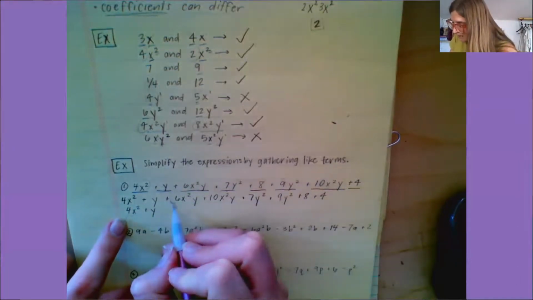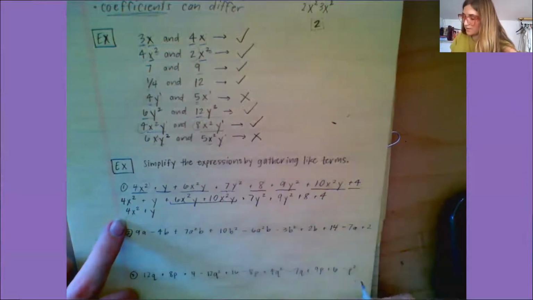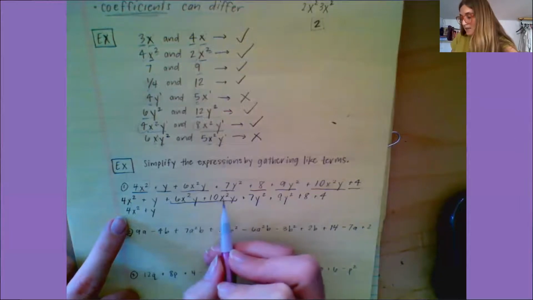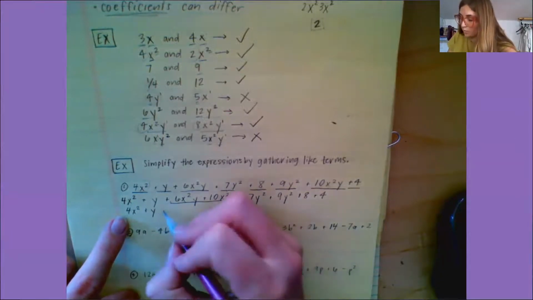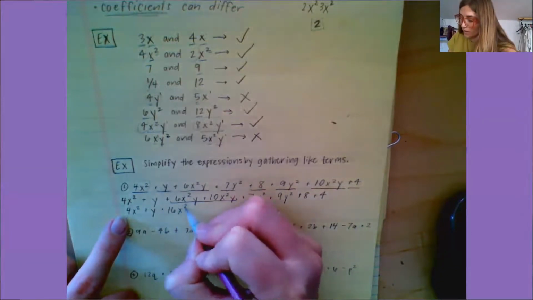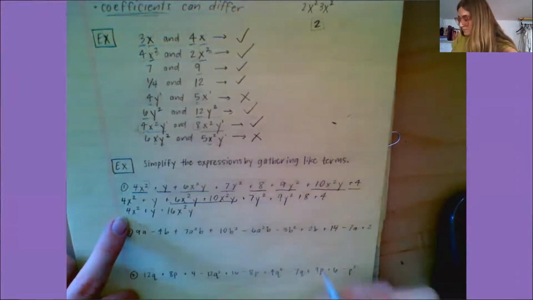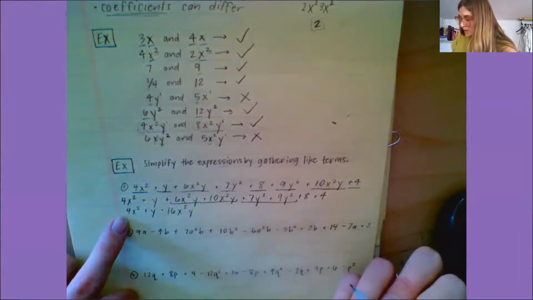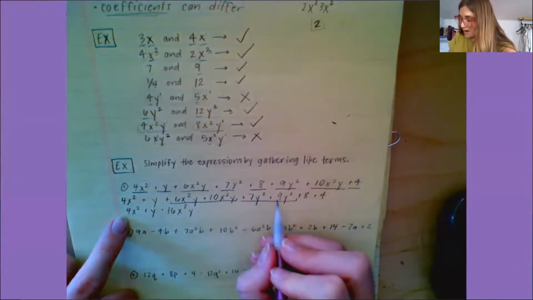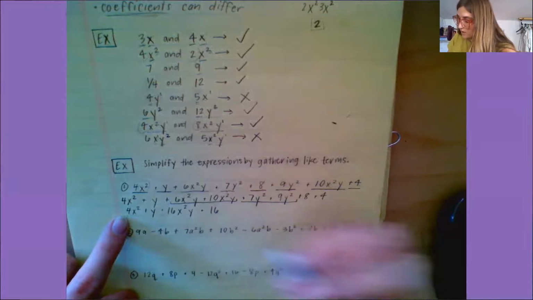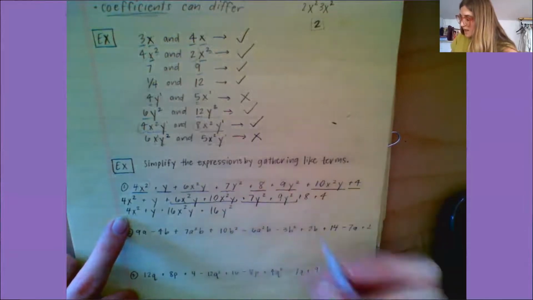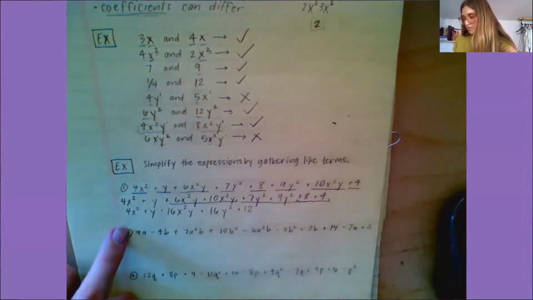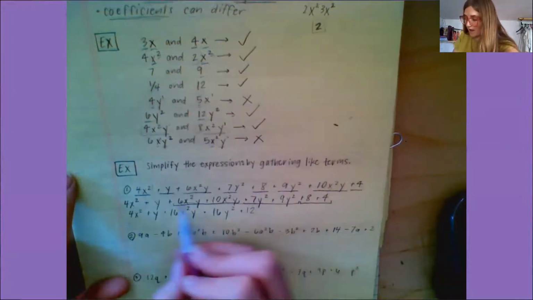And now I can combine these two terms together. So if I have 6x squared y and 10x squared y, I end up with 16x squared y. Then plus 7y squared plus 9y squared. So 7 and 9 gives me 16y squared. And then 8 and 4 give me 12. And that's my simplified expression.